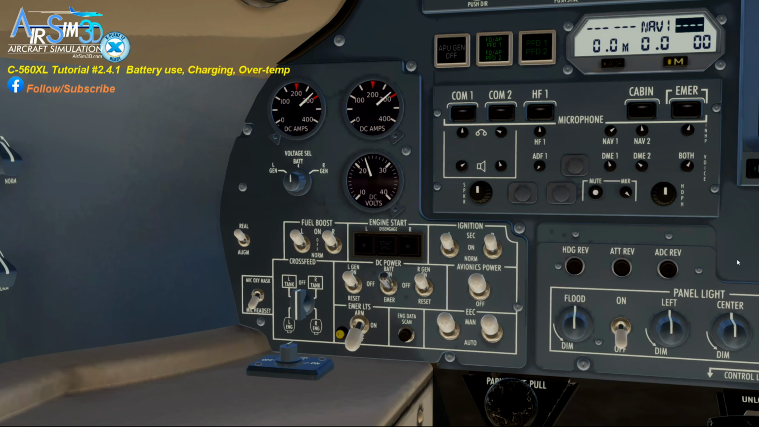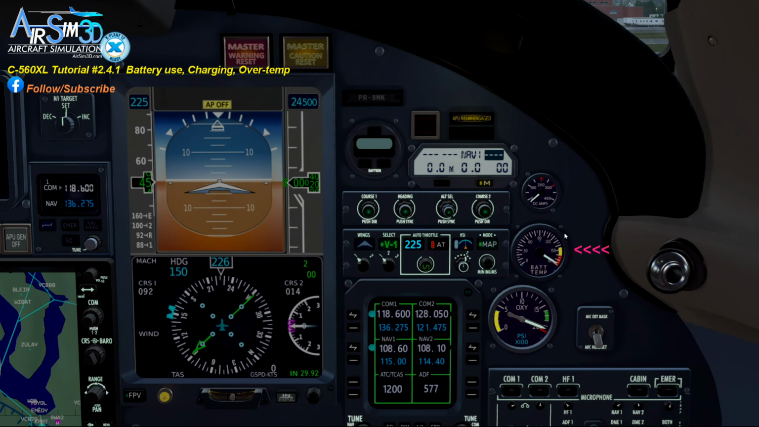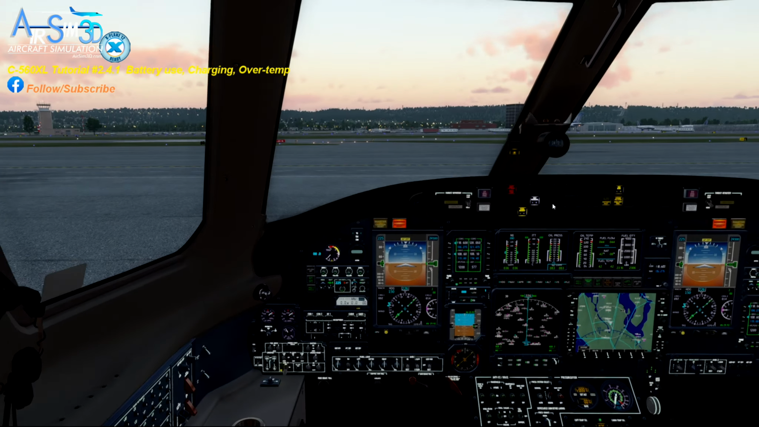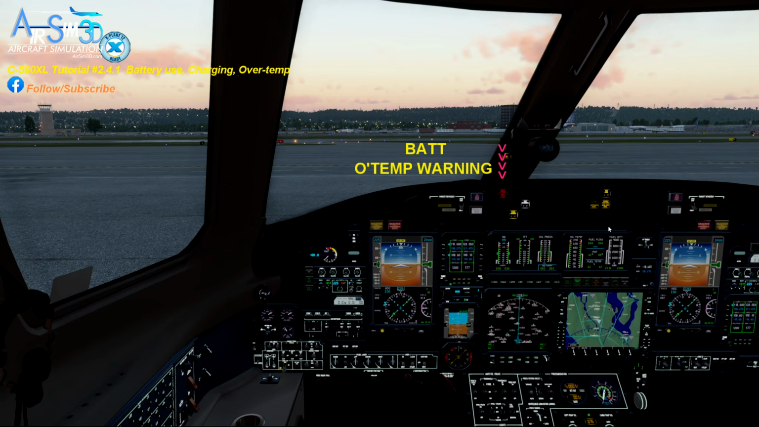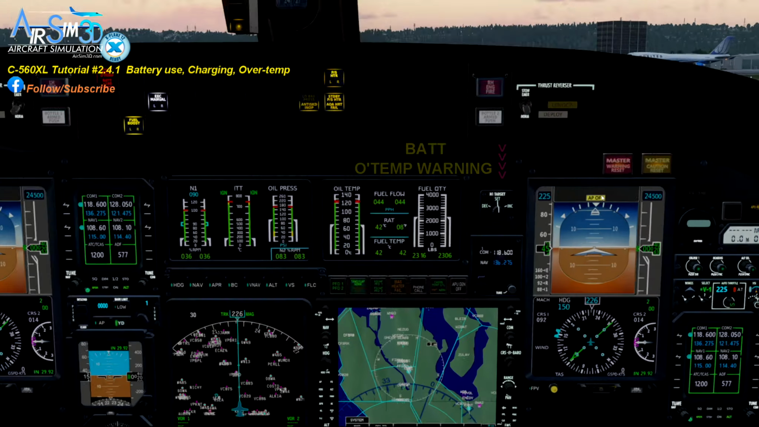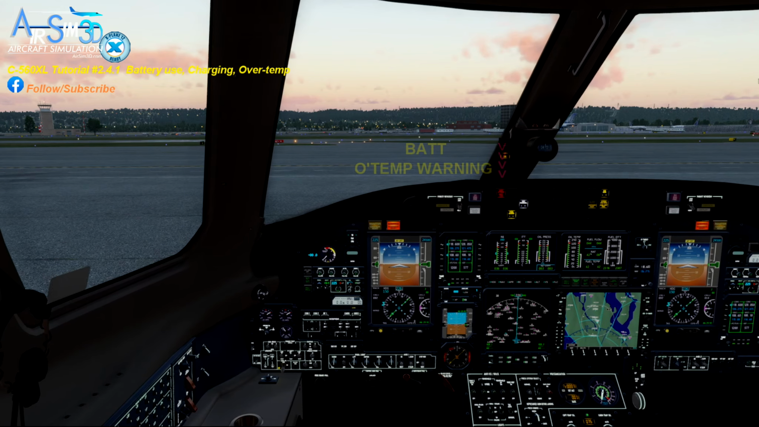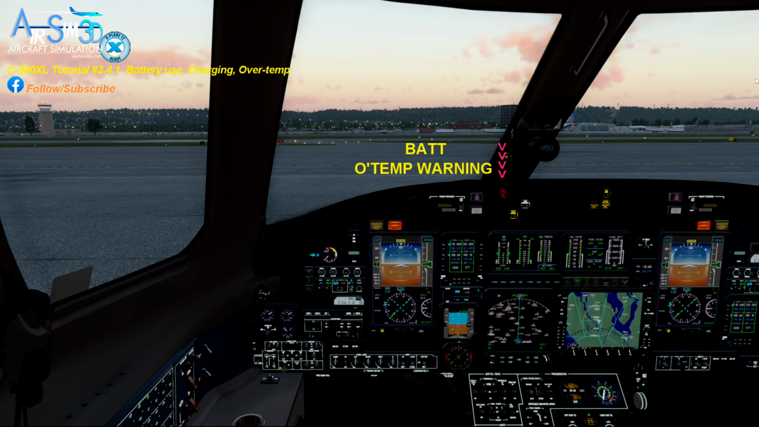So why would you do this? Well, battery temperatures have been modeled authentically in this jet, and that considers things like ambient temperatures and the charging rate, which are critical to the overall temperature of the battery. So if both of those are high, the battery will quickly overheat and be at risk of catching fire.